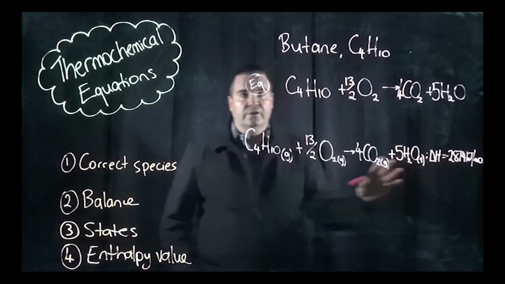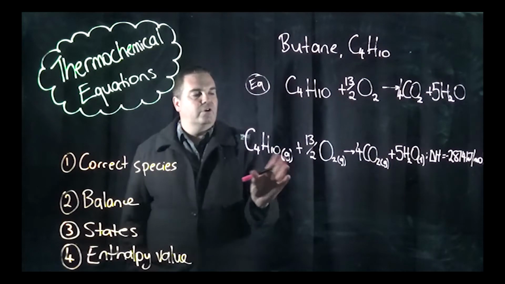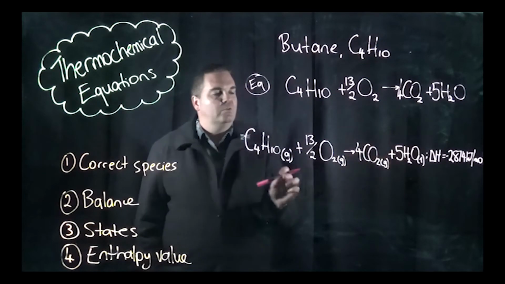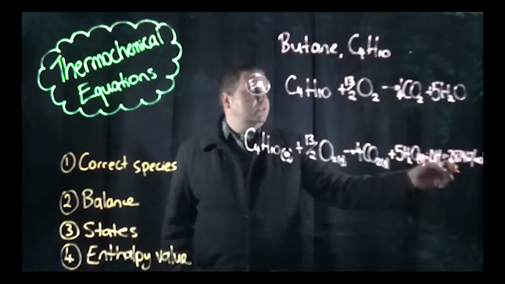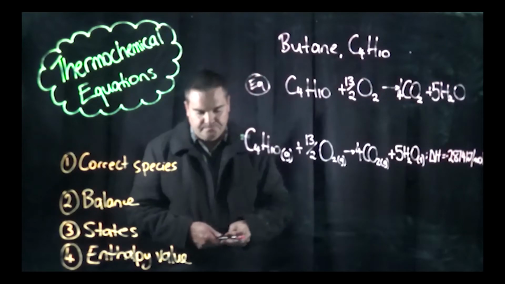So hopefully that's all showing up on the camera there, okay? But we've got this, the balanced equation there, we've got the states as they exist at room temperature, and we've got an enthalpy value of minus 2,874 kilojoules per mole.